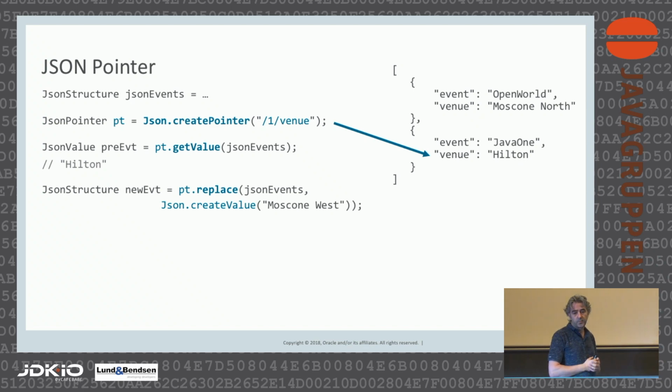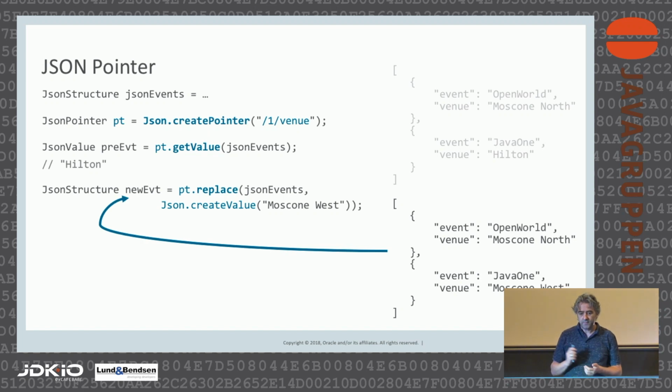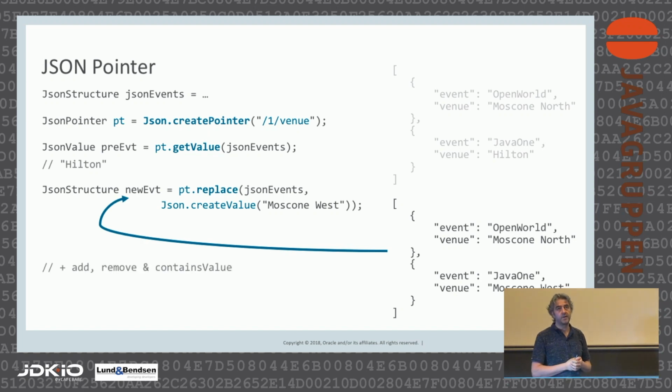We have the replace operation. Given that it's a replace, we obviously need to specify what the new value should be. Something that is important is that the JSON-P API is an immutable API. So if we are going to do a replace, what we get in return is a new object. We're not changing the original object. And then we have a few other operations like add, remove, and contains value that we can use to test if a given key is present.